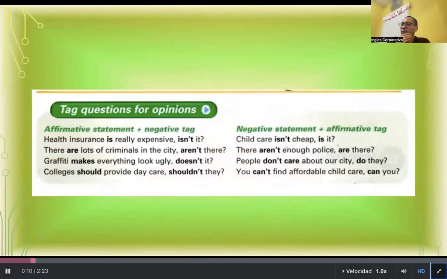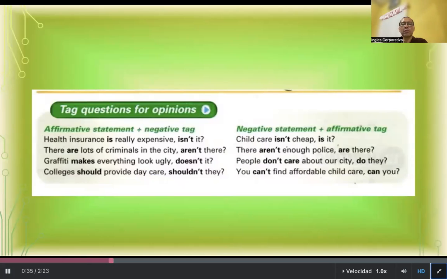Tag questions for opinions. Affirmative statement plus negative tag. Health insurance is really expensive, isn't it? There are lots of criminals in the city, aren't there? Graffiti makes everything look ugly, doesn't it? Colleges should provide daycare, shouldn't they?